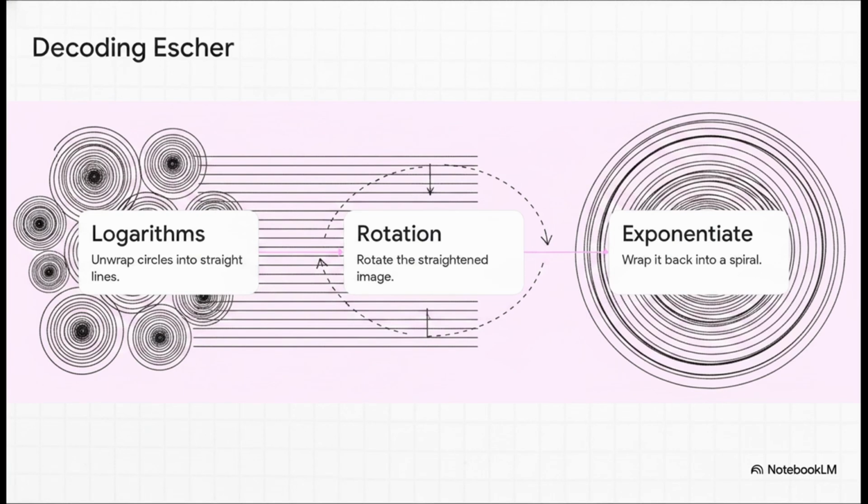Step 1. They used logarithms, which is basically the reverse of our exponential growth, to unwrap the circular, repeating patterns of the image into straight tile-like lines. Step 2. They carefully rotated this straightened-out image. And step 3. They exponentiated it, applying that e function to wrap those straight lines back up into a flawless, continuous, mind-bending spiral that perfectly connects the inner world of the picture to the outer world of the gallery. No way, right? It's brilliant.